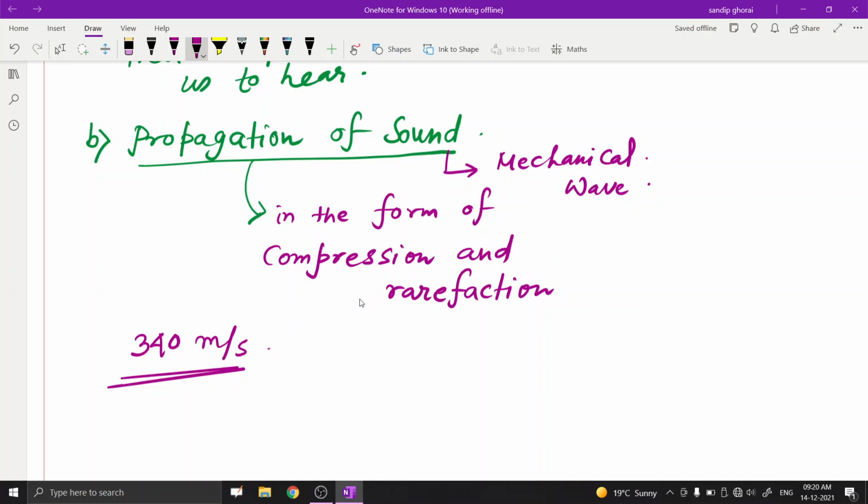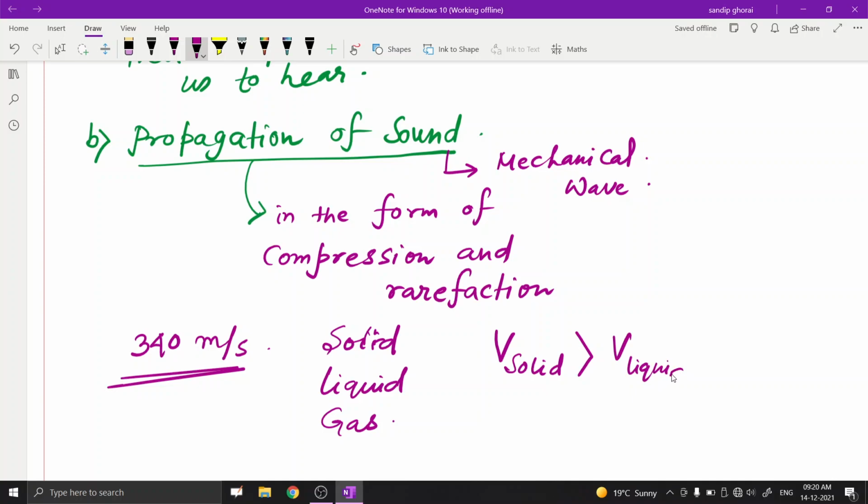Okay, and also the speed of sound is different in different media. Suppose we take a solid medium, another medium is liquid, and another medium is, say, gas. Here we can say the speed of sound is the most in a solid medium. So the velocity in a solid medium is the greatest, then greater than the velocity in liquid, and then the velocity in gas.